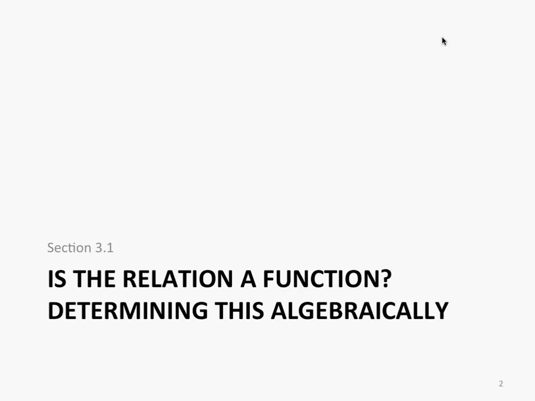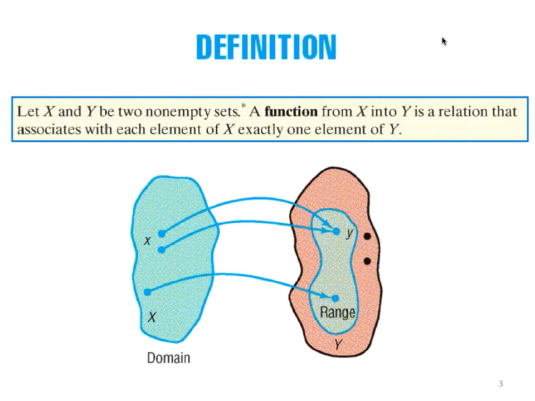So let's go ahead and get started with section 3.1. The first thing we're going to do is determine if a relation is a function algebraically. So the first thing we have here is a definition. Let x and y be two non-empty sets. A function from x to y, or from x into y, is a relation that associates with each element of x exactly one element of y.